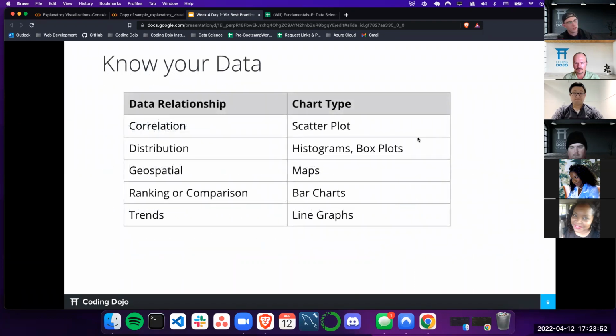Cool. Just as a little reminder, for a data relationship, like a correlation, a scatter plot is a great chart for that. For any sort of distribution, this is a numerical distribution, right? We want to use our histograms, our box plots. For anything geospatial, if I want to do something with a map, like COVID cases over the US, I might use a map. For any ranking or comparison, I can use a bar chart, and for any sort of trends, I can use a line graph. So we're going to use a couple of those today.